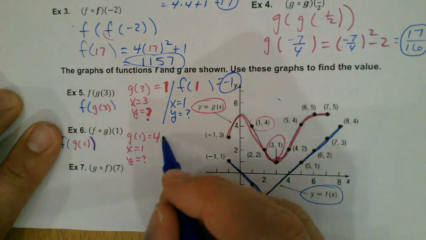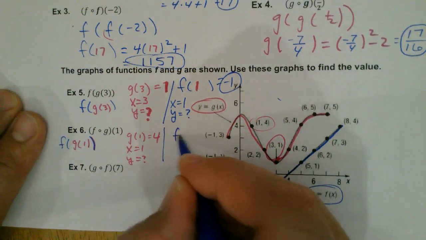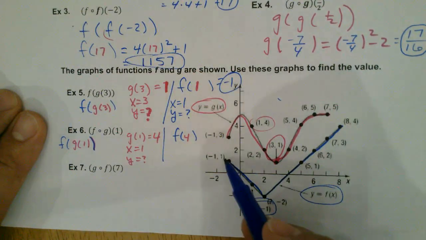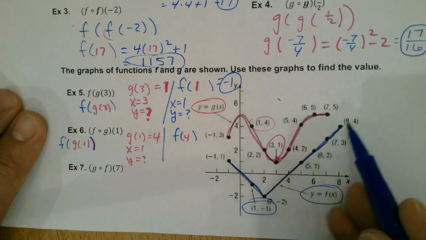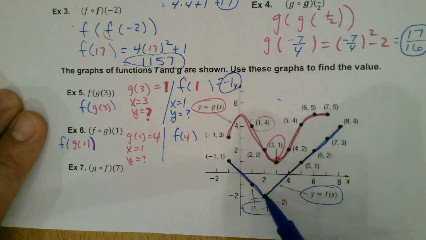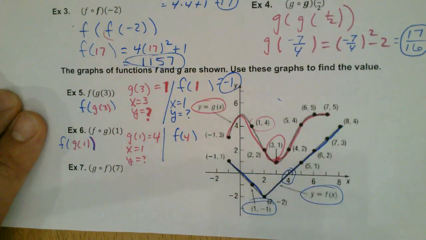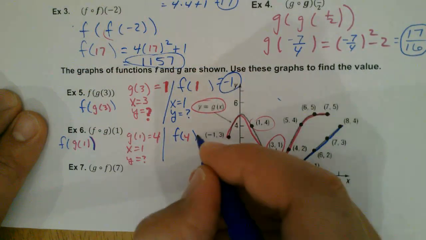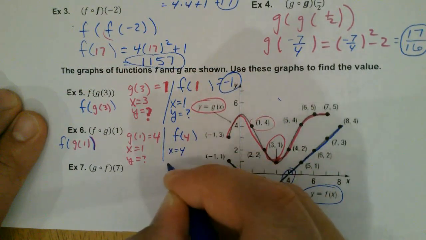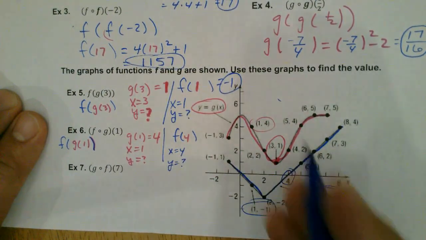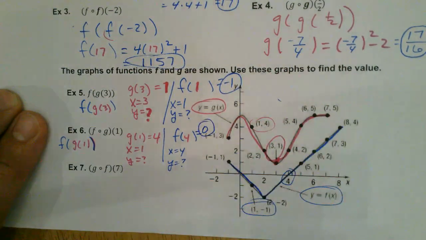Now we can figure out what f of that is. Again, g of 1 is 4. Go ahead and plug in 4. This tells me to go to the blue function, the f function, and find 4 for the x's. I don't see 4, do you? Oh, right there. That's again an x-intercept. When x is 4, what's y? Well, that's a corner point, 4, 0.